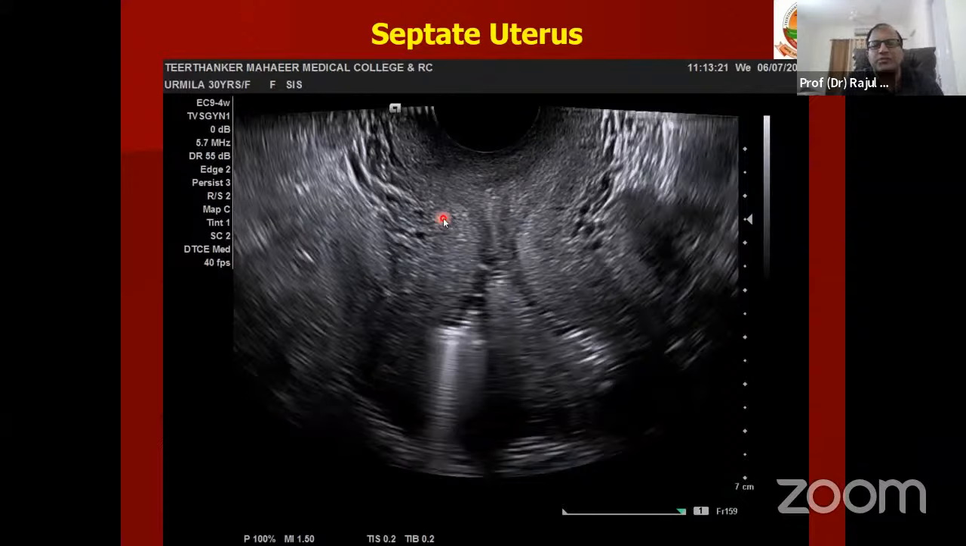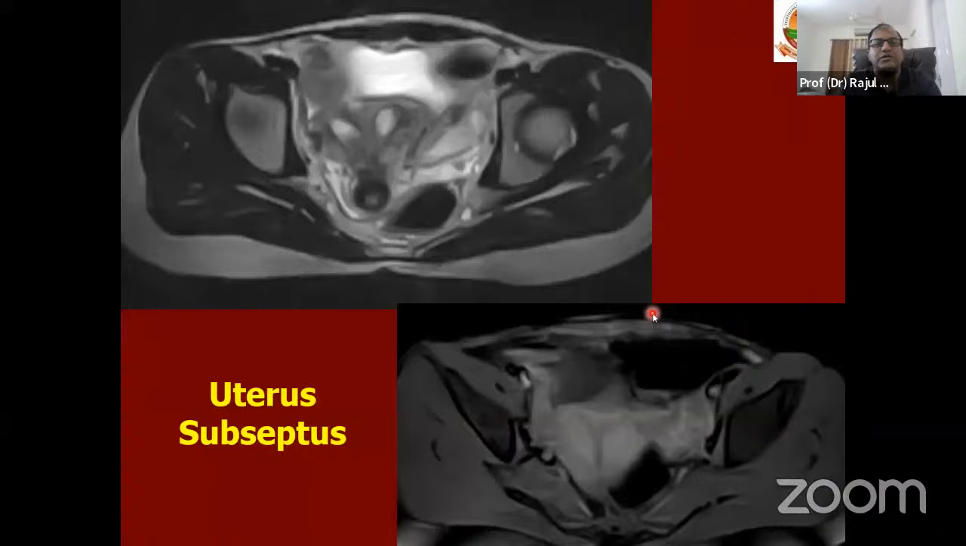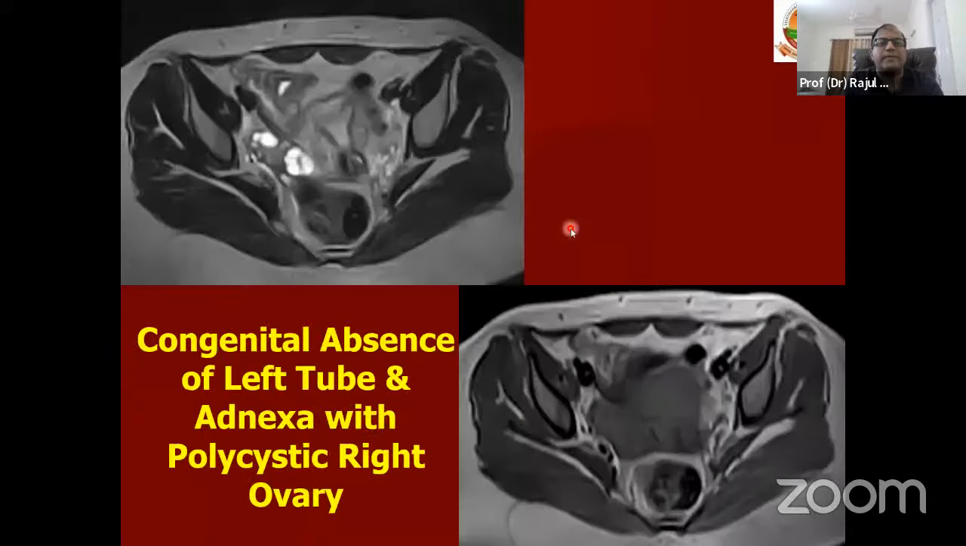When we did the sonosalpingography in this case, we could see that there is a septum which is similar in echo pattern to the myometrium, and there were two cavities. So it was again a case of the confirmed uterine subseptus. Similarly, when this patient was subjected to the MR, we could see the subseptate uterus.